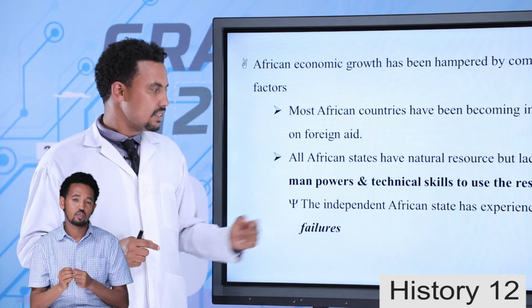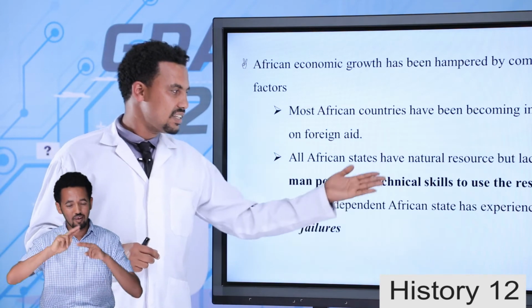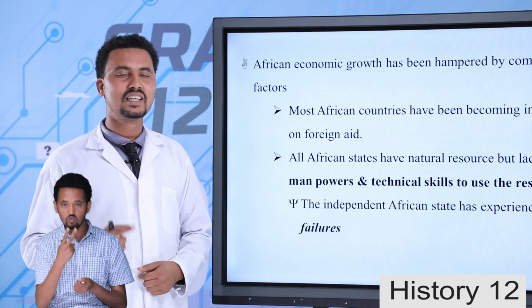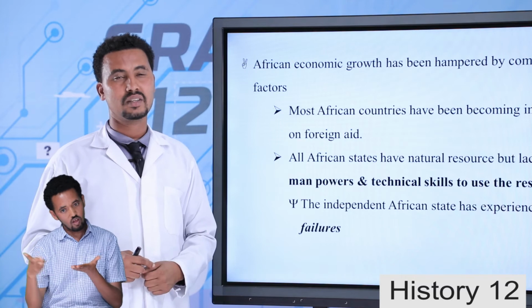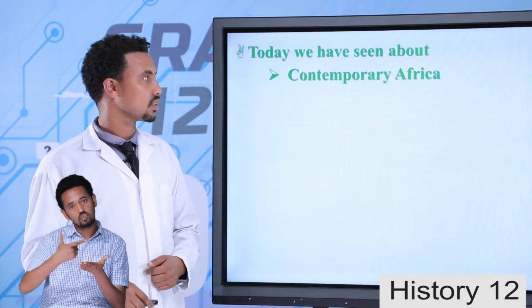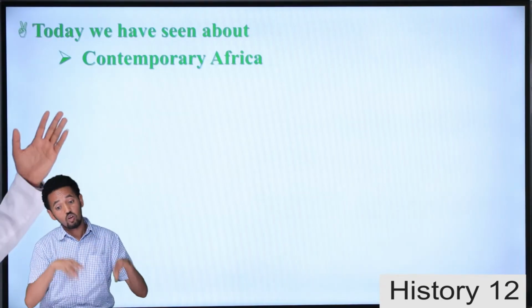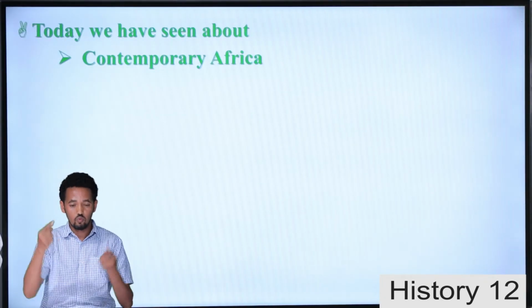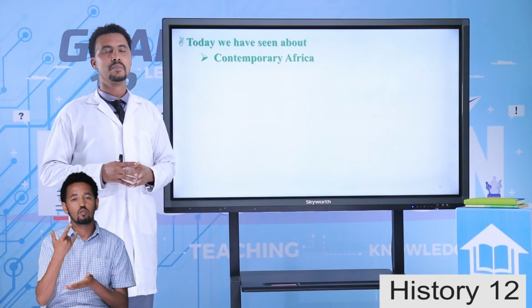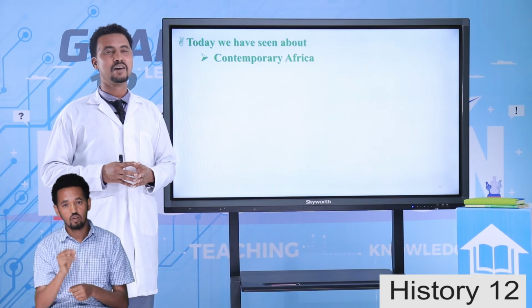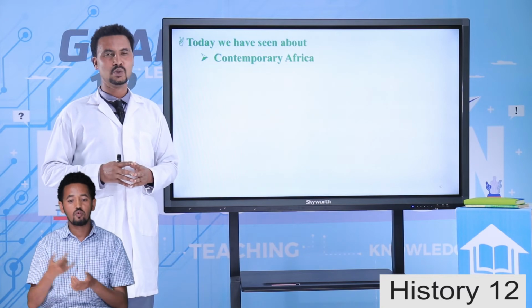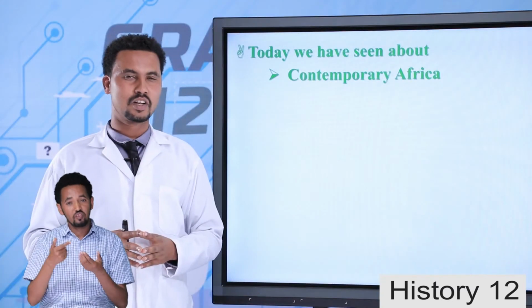The independent African states have experienced both success and failures. This is all about today's lesson. Students, today we have seen the contemporary history of Africa. The contemporary history of Africa means after the end of colonialism. It includes the current history of Africa.